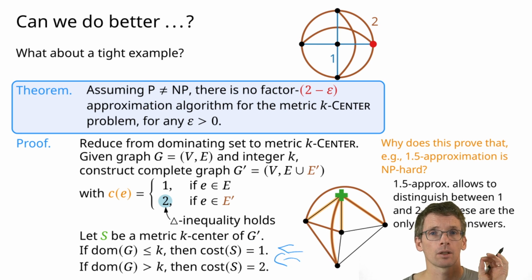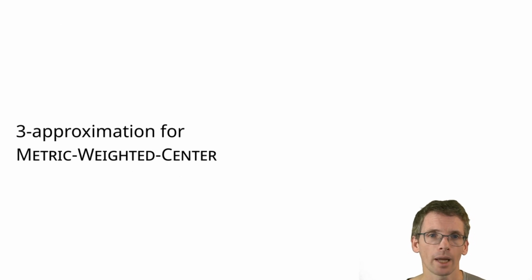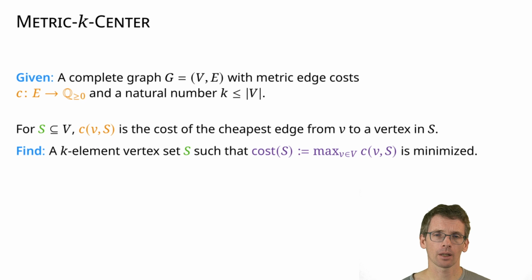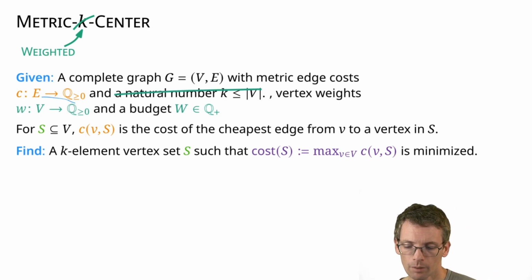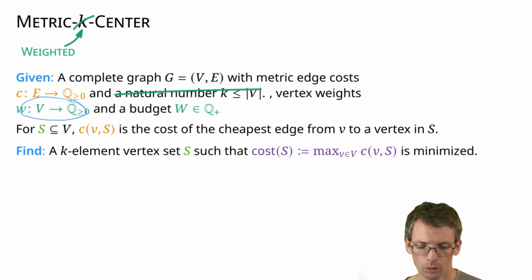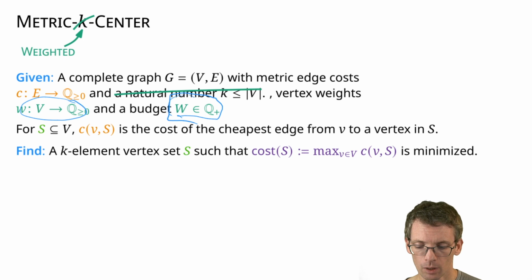Now let's generalize this problem, or look at a variant, namely the metric weighted center problem. So we've seen the metric k-center problem, but instead of having this k, we will now look at a weighted version of this. So instead of saying I want to have at most k centers, every vertex will now have a non-negative weight, and we are going to have a budget. This will be part of the input. And now the question is, I want to select a set of vertices so that I stay within the budget. So the sum of the weights should be smaller or equal to our budget.